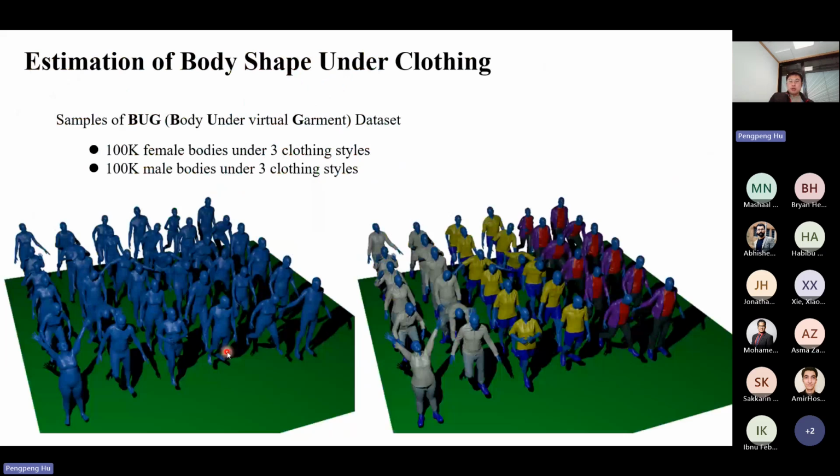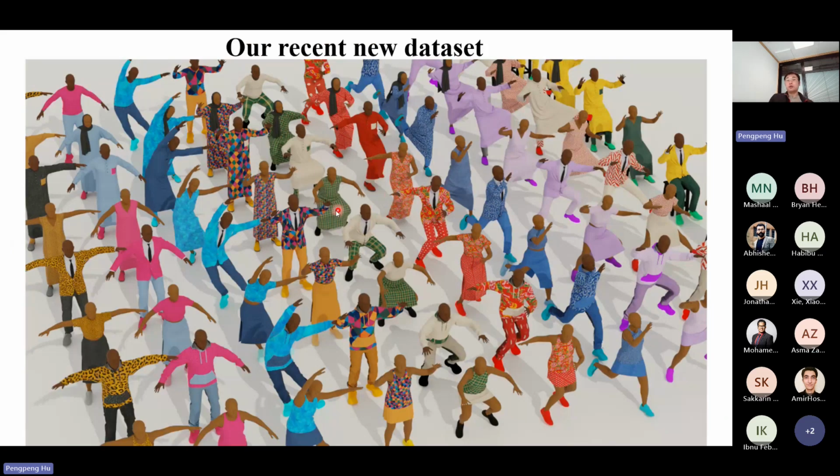So this is the demo of our dataset, which we proposed about 6 years ago. So this is the body shape. We proposed 100,000 female and 100,000 male bodies. We also prepared 3 different clothing styles. And recently, we did something more. This year, we proposed a new and better dataset. You see that we also include the textile information. We also include different garment styles. And this is the new dataset we propose.